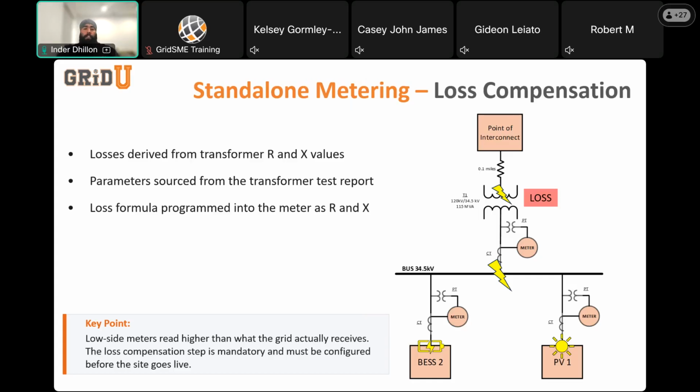Quick thing to flag, the accuracy of the correction is only as good as the transformer test data. So if the test report is either old, uses estimated values, or was done under different loading conditions, the correction may be inaccurate. So that's worth verifying before commissioning, during our meter testing, or before that.